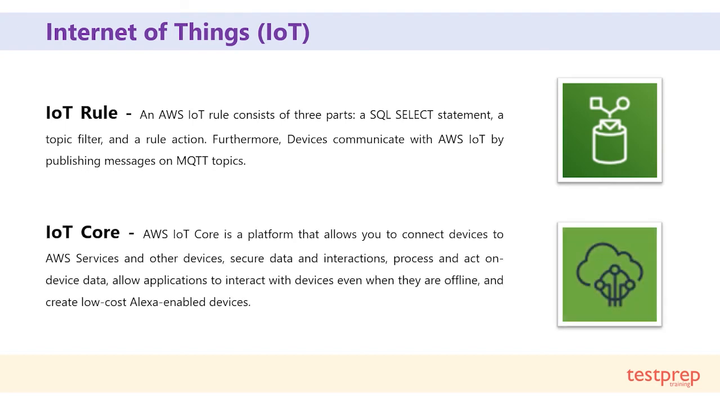Next is IoT Core. AWS IoT Core is a platform that allows you to connect devices to AWS services and other devices, secure data and interactions, process and act on device data, allow applications to interact with devices even when they are offline, and create low-cost Alexa-enabled devices.